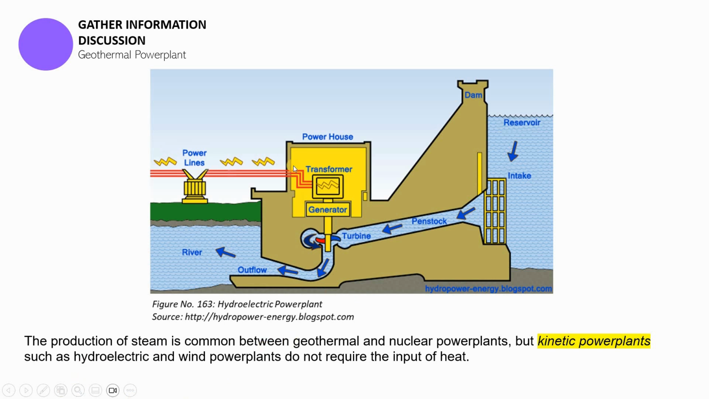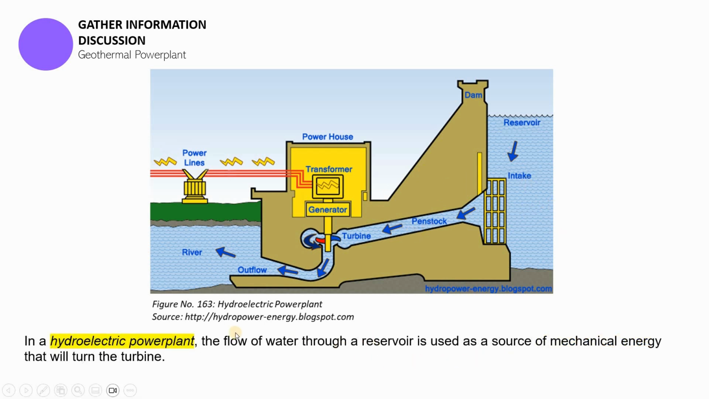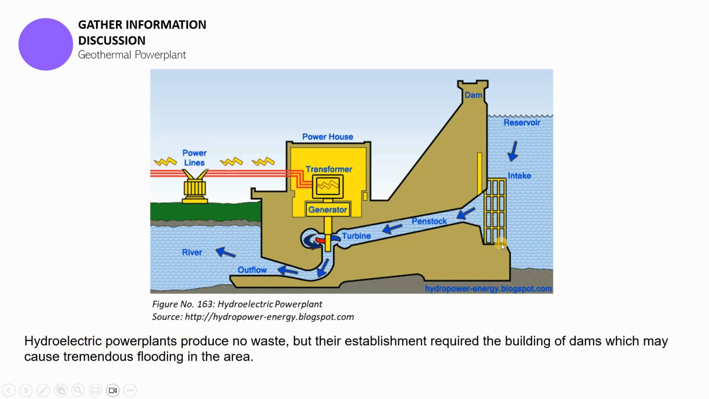Now, the production of steam is common dun sa two previous na mga power plants, yung nuclear at geothermal. But kinetic power plants like this hydroelectric power plant and later on yung wind farm, they don't really require the input of heat. So as it was explained kanina, the source of mechanical energy to turn the turbine is actually the flow of the water, making it a kinetic power plant.